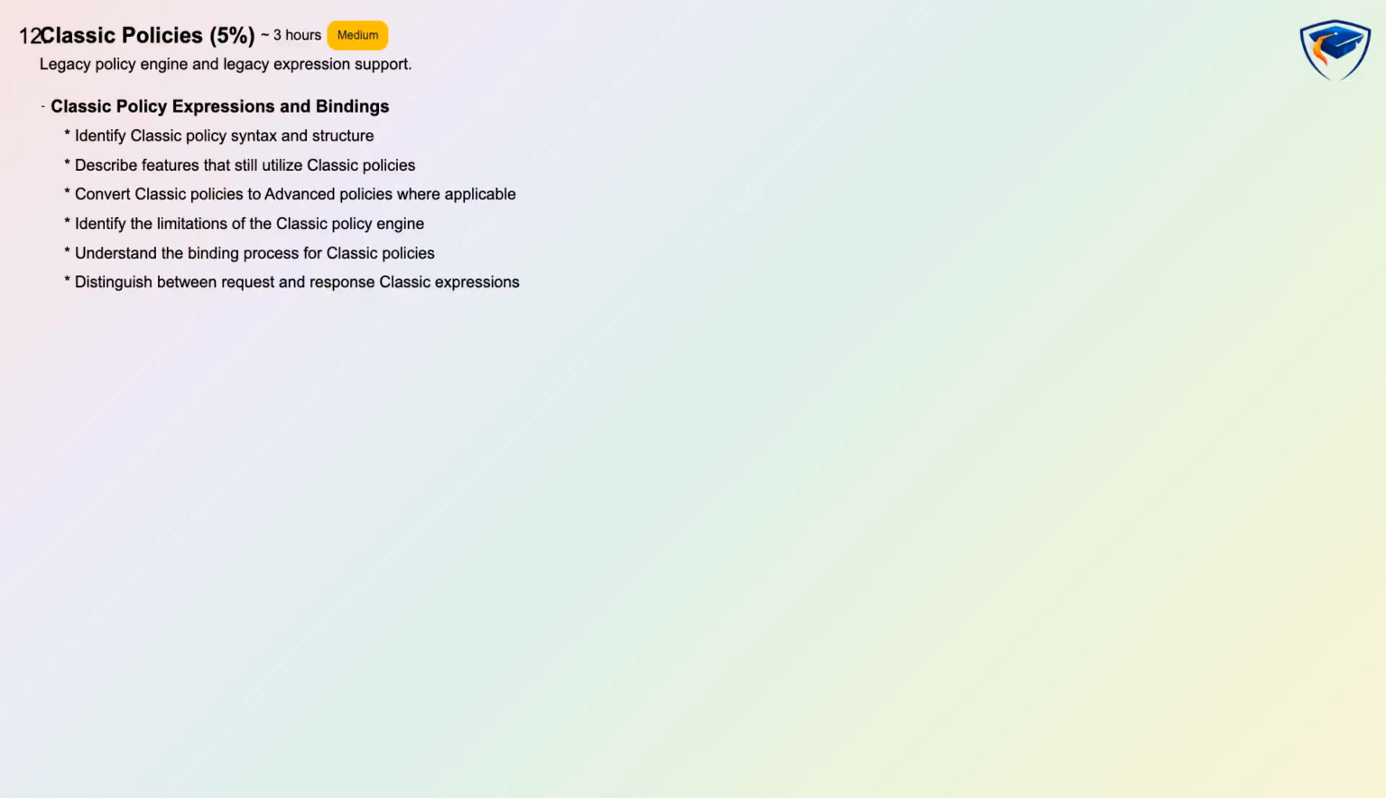Classic policies are 5% and cover legacy policy engine and expression support. Difficulty is medium, estimated learning time is 3 hours, and assessment is conceptual plus scenario-based. You will identify classic syntax and bindings, learn which features still use classic policies, convert classic policies to advanced where applicable, recognize limitations of the legacy engine, and distinguish between request and response classic expressions.